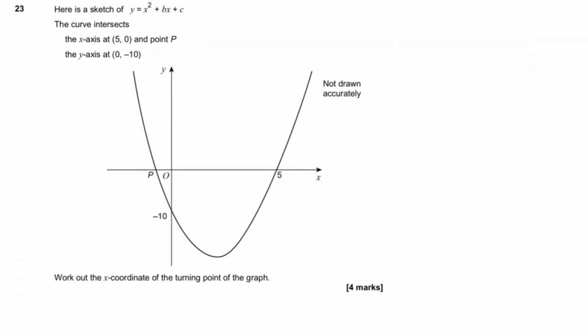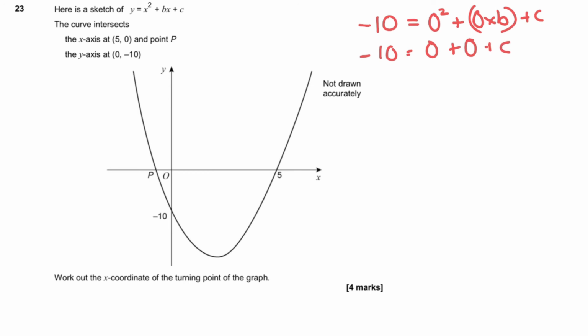Let's find the minimum point on this graph here. We've been given the equation y equals x squared plus bx plus c, but it isn't complete, so the first thing we need to do is find b and c. So from the graph we can see that when x equals 0, y equals minus 10. So minus 10 is equal to 0 squared plus 0 times b plus c. So minus 10 is equal to 0 plus 0 plus c. So c must equal minus 10.